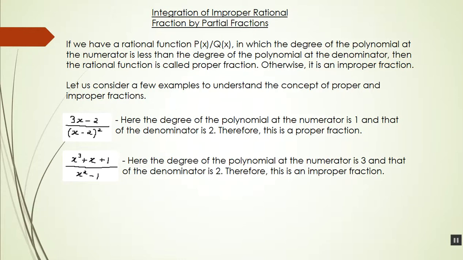If we have x cubed plus x plus 1 divided by x square minus 1. Here the degree of the polynomial at the numerator is 3 and that of the denominator is 2. Since the degree of the polynomial at the numerator is not less than that at the denominator, this is an improper rational fraction.